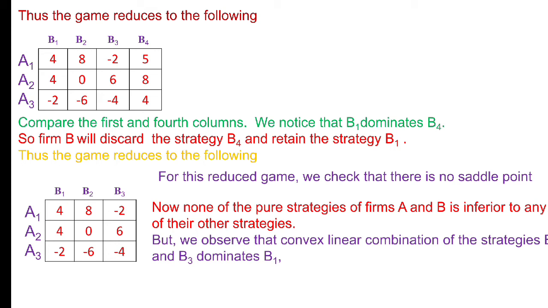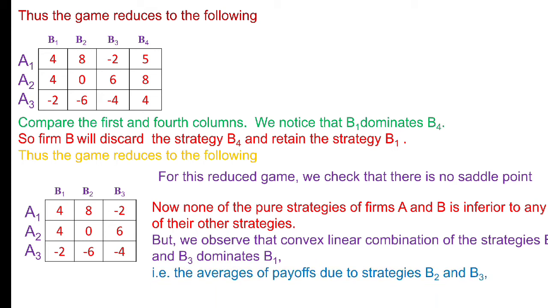What is that linear combination? The average of any two rows or any two columns is compared, and then row minima and column maxima will be taken as dominated. We can proceed. Here in this matrix we are not able to find the row minima and column maxima, so we follow the linear combination, the average of any two rows or any two columns. The average of strategies B2 and B3 will be taken.